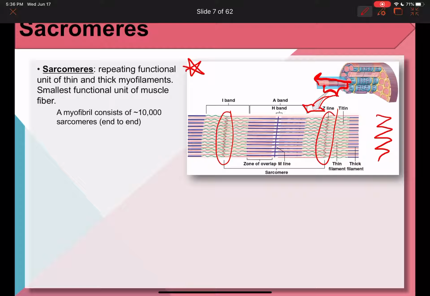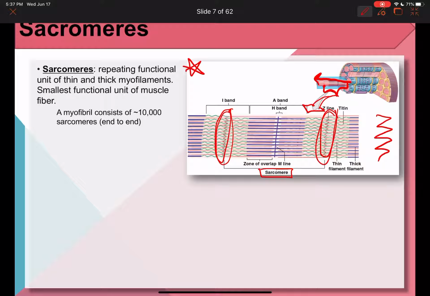I feel like it's very confusing because multiple places will call it different things. So to me, what's going to be critical is the first letter, that big letter. It doesn't matter if you put band, line, disc, or zone on the lab practical. As long as you get the first letter, that's good with me. So from one Z disc to the other Z disc is what we call one sarcomere, one functional unit of the muscle fiber.